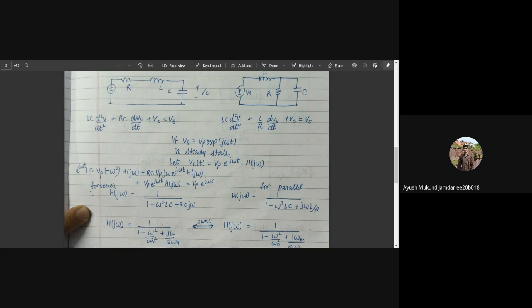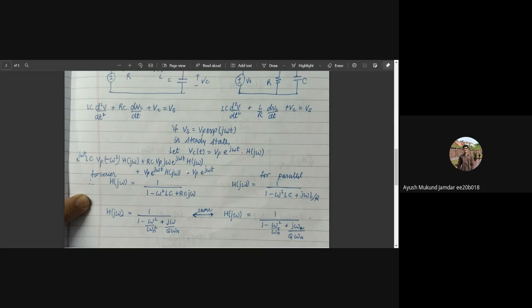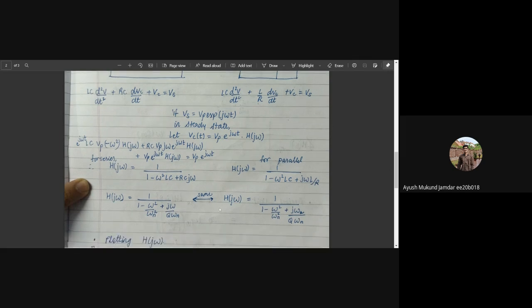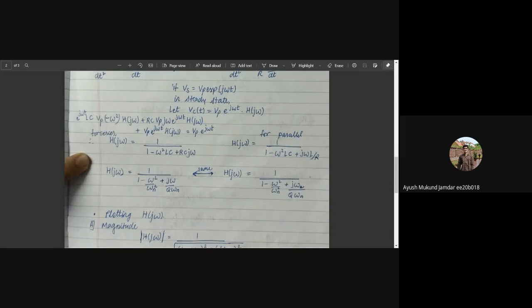H of j omega being our transfer function, and on putting the equation back into the differential equation, we get the value for H of j omega, which turns out to be 1 by 1 minus omega square LC plus RC j omega for the series case, and the corresponding value for the parallel case. But when we write it in terms of omega, omega n, and Q, we get same equations for series and parallel. That justifies the generalizing substitution by the zeta and omega n parameters.